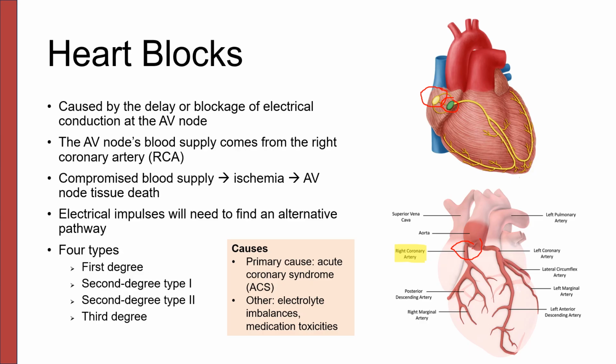So these electrical impulses are going to need to find an alternative pathway because that electricity needs to go somewhere. There are 4 types of heart blocks: first degree, second degree type 1, second degree type 2, and third degree. The primary causes of heart blocks are going to be acute coronary syndrome. This is going to be related to blockages. Essentially, there's an obstruction in the vessel. Other causes of heart blocks could be electrolyte imbalances and medication toxicity. So keep it really simple. Heart blocks are caused by MI or acute coronary syndrome, electrolyte imbalances, and medication toxicities.